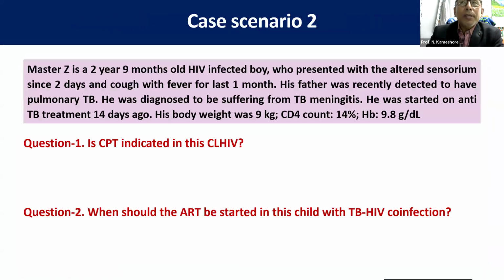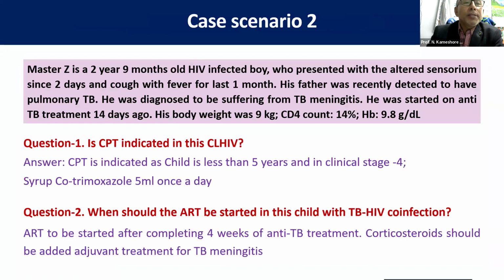So let us see case scenario 2. Master Z is a 2 years 9 months old HIV infected boy who presented with altered sensorium since 2 days, cough with fever for the last 1 month. His father was recently detected to have pulmonary tuberculosis. He was diagnosed to be suffering from tuberculous meningitis. So contact with cough and altered sensorium: tuberculous meningitis.